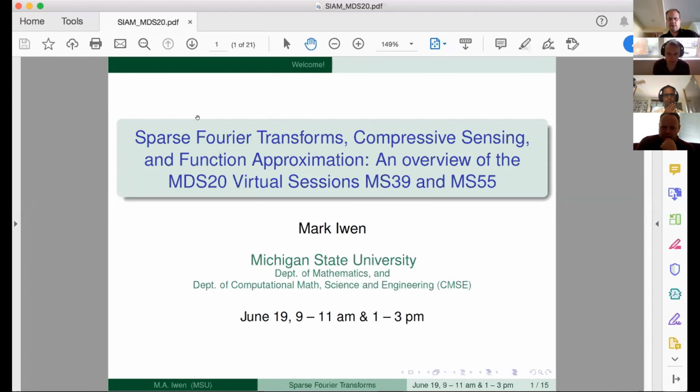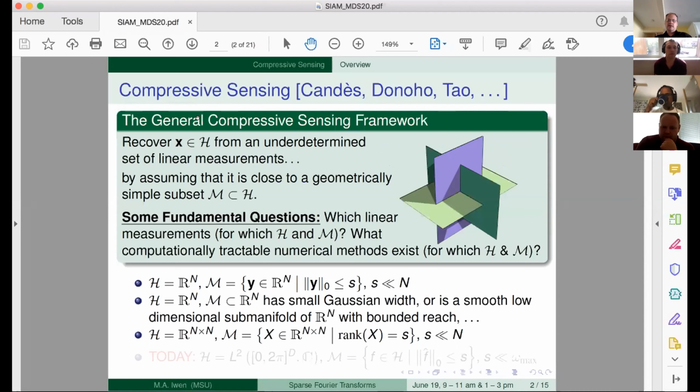So again, two sessions, this one at 9 a.m., the next one at 1. I want to start by talking about sublinear-time Fourier algorithms and their relationship to compressive sensing more generally. I'll do that first, and then I'll show you how some of the later talks in this session and the next session at 1 p.m. today are going to relate to the topics I'll be bringing up as I go forward here.